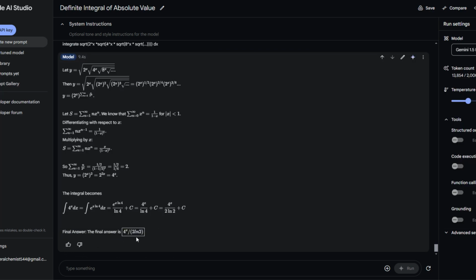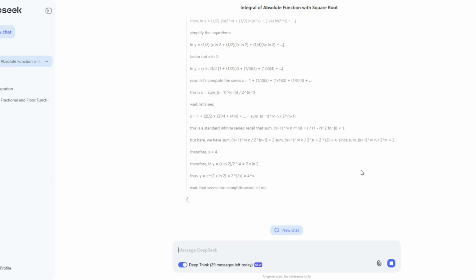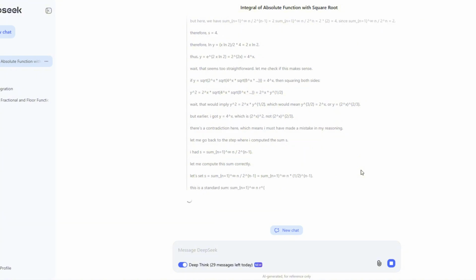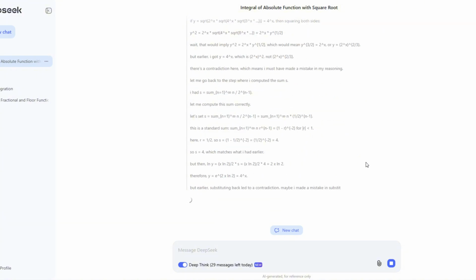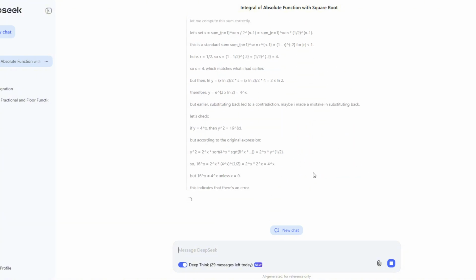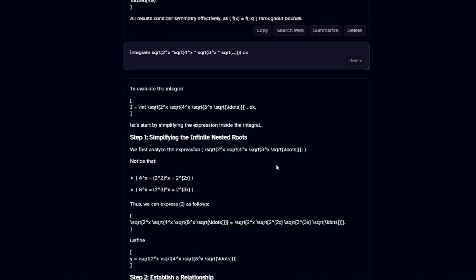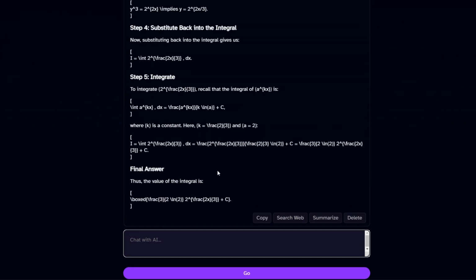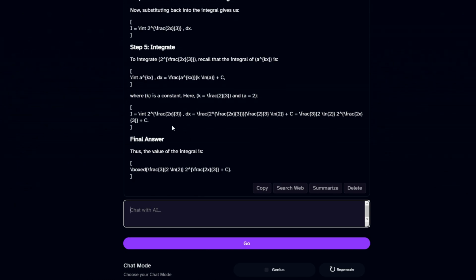Alright, we are integrating another infinite function. It seems like we have an answer, 4 to the power of x times ln 2. That's ln 4. And that is correct. We have DeepSeek still thinking. It must think faster. No, I'm just kidding. Hopefully it does not trap itself somewhere. But for Deep AI, got 2x over 3. That is incorrect, unfortunately.